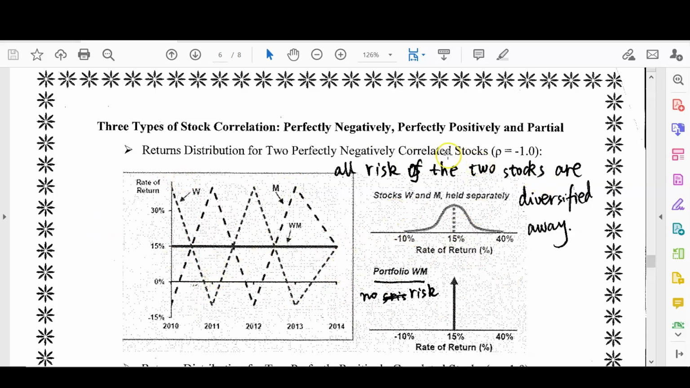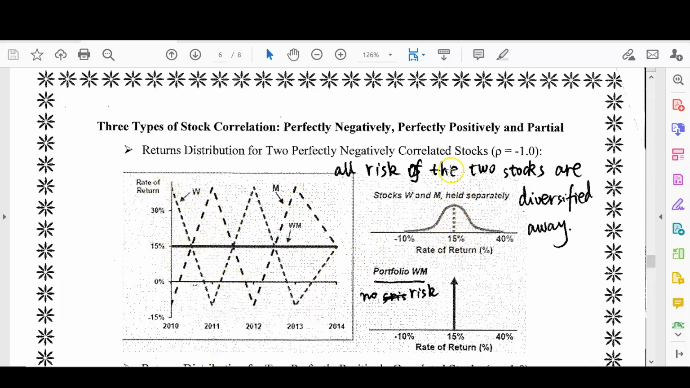If the two stocks are perfectly negatively correlated, rho is -1, meaning the returns of the stocks move to the same degree but in opposite directions. For example, we have W and M here. You can see they have exactly opposite returns. They move in a W shape and an M shape, the same degree but in different directions. In this case, the expected return of these two stocks, W and M, would be 15%.